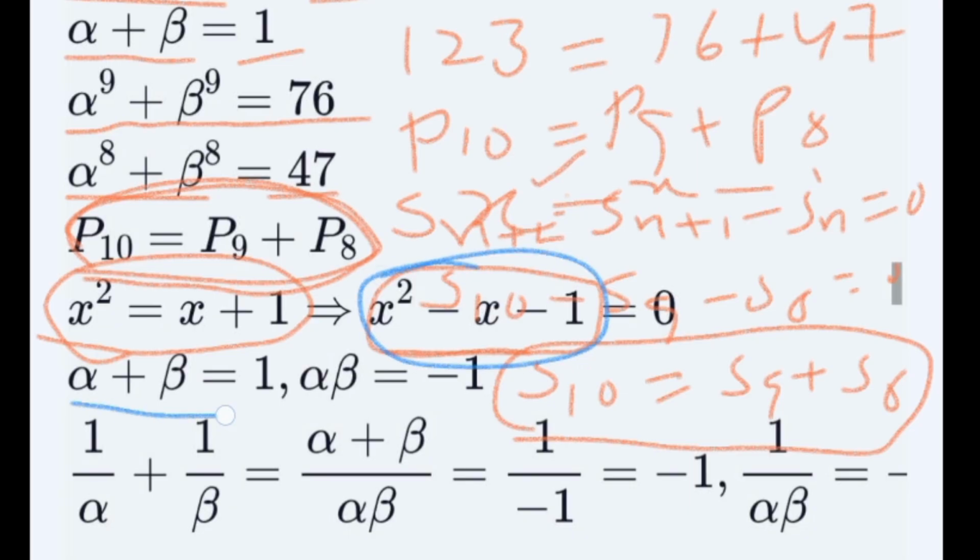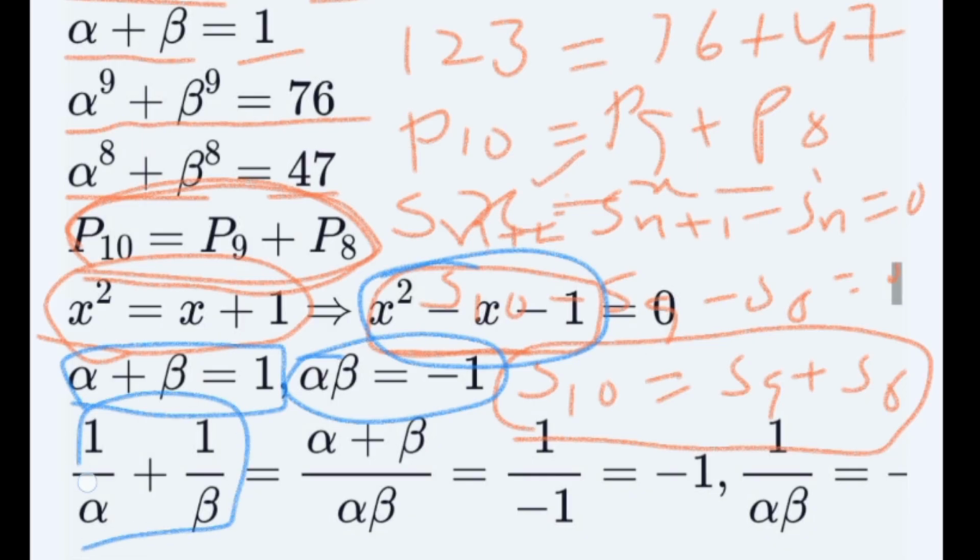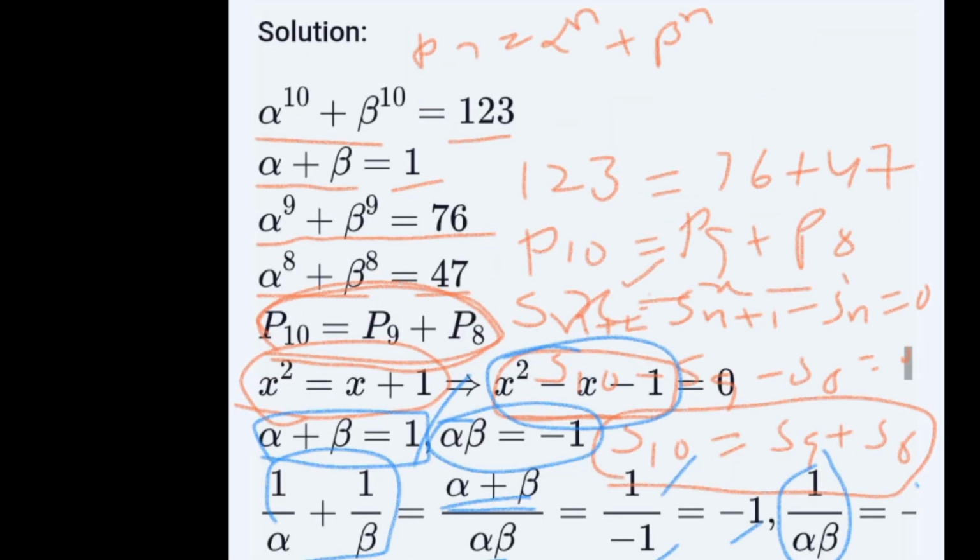So sum of the roots alpha plus beta is equal to 1. Product of roots alpha beta is equal to minus 1. So what is the question? 1 by alpha, 1 by beta are the roots of the equation. Sum of the roots 1 by alpha plus 1 by beta, the LCM is alpha beta, so alpha plus beta over alpha beta. What is alpha plus beta? Here 1. What is alpha beta? Here minus 1. So that is minus 1. Product of roots 1 by alpha into 1 by beta, so 1 by alpha beta, that is equal to minus 1.